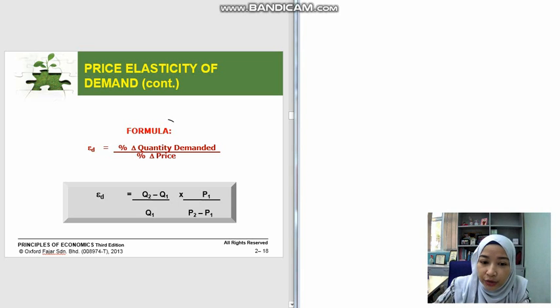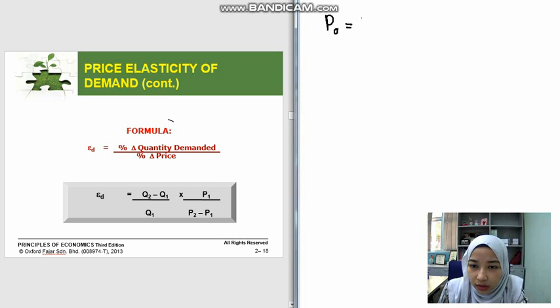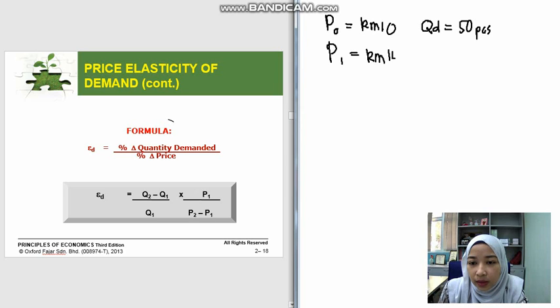Okay, so let's try and do one example for you to make use of this formula. Let's say I give you one product, which is a t-shirt. Let's say the price of the t-shirt initially is RM 10 ringgit. When the price is 10 ringgit, the total demand will be about 50 pieces of t-shirts. And now what happens is the price of the t-shirt increases from RM 10 ringgit to RM 15 ringgit.